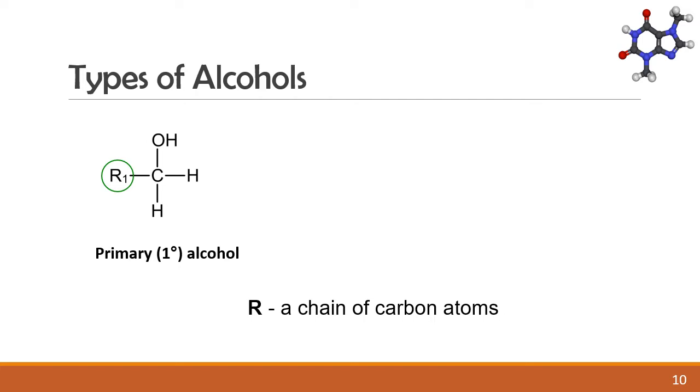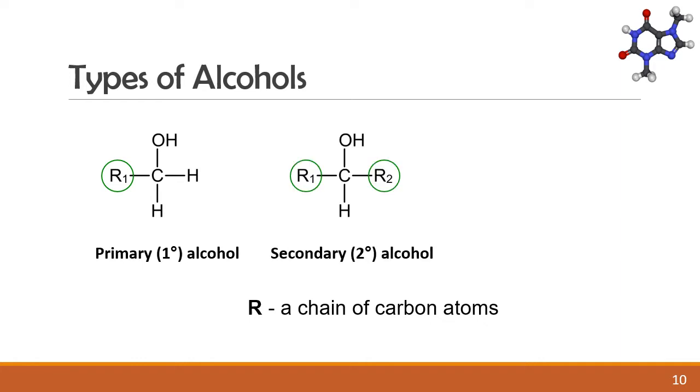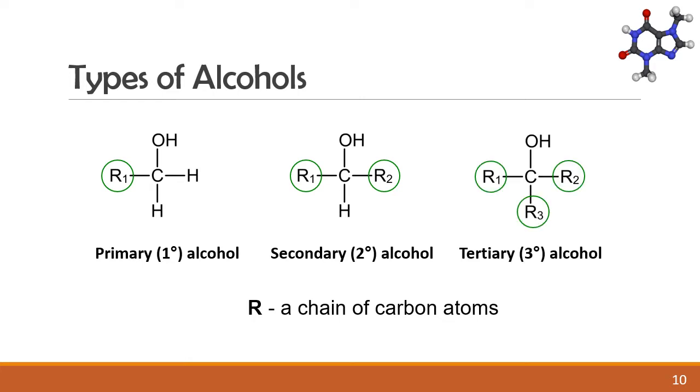This alcohol is a primary alcohol because it has only one R group attached to the carbon bonded to the OH group. This alcohol is a secondary alcohol because there are two R groups attached to the carbon bonded to the OH group. And this alcohol is a tertiary alcohol because there are three R groups attached to the carbon bonded to the OH group.